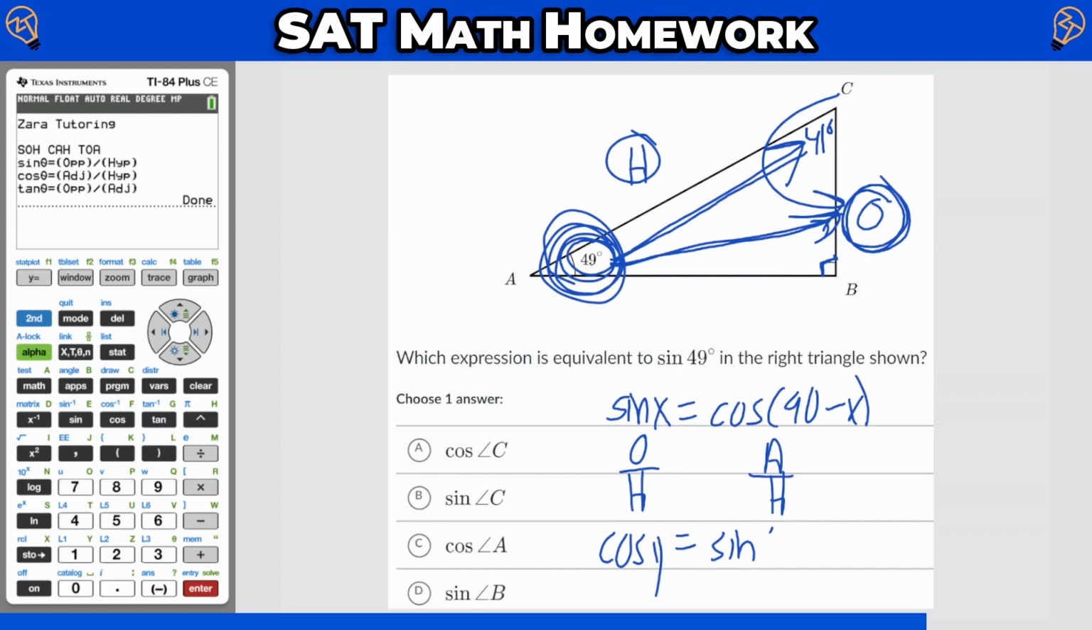That's the same as sine of its complement. So what is the same as sine 49? Well, cosine 90 minus 49, in other words, cosine 41, which is really cosine from angle C, so option A.